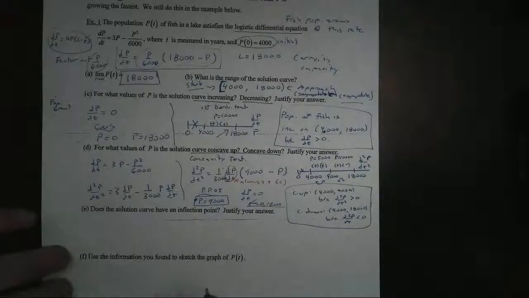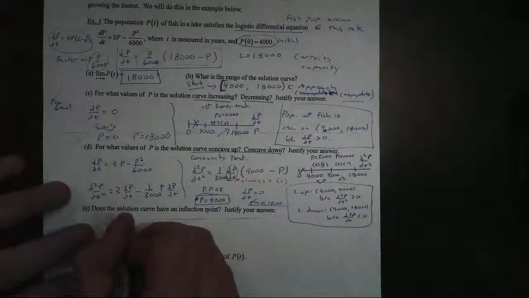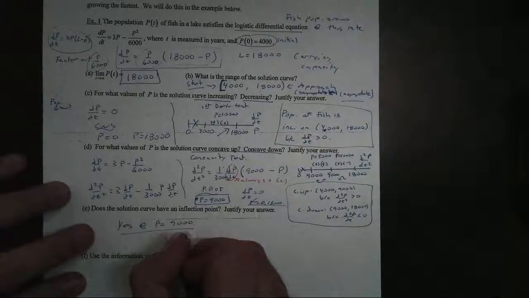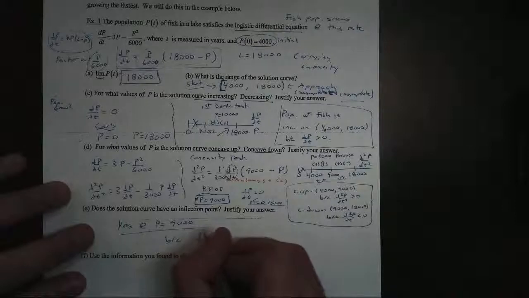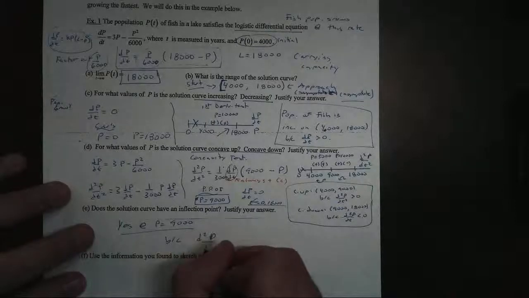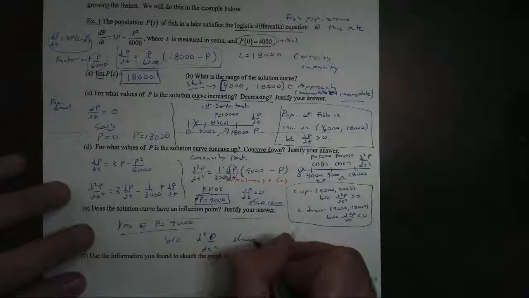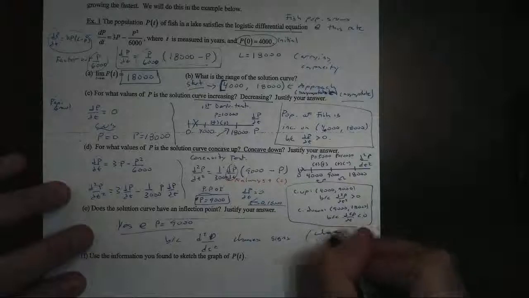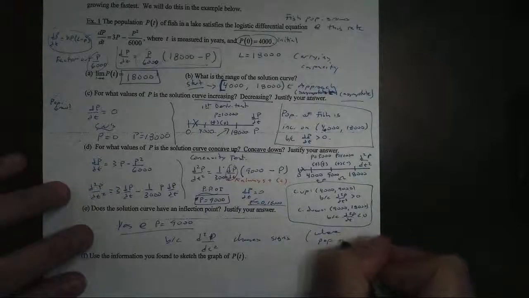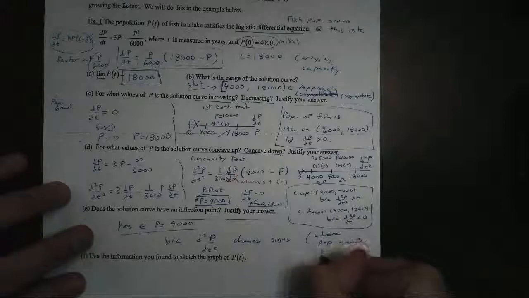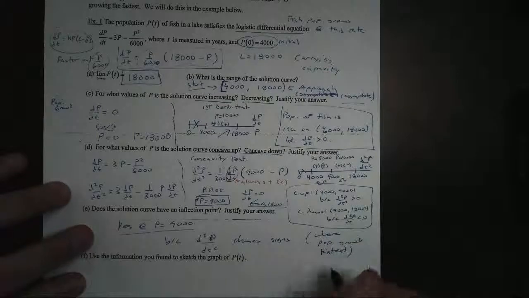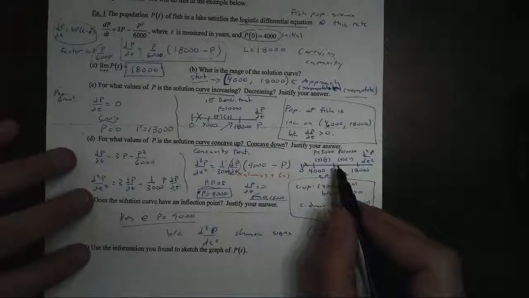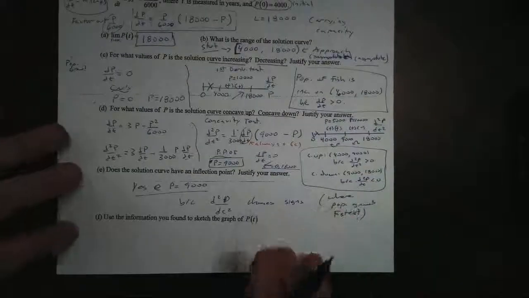All right, we're almost done here. Now, do we have a point of inflection? Yes. At P equals 9,000. And that is because the second derivative changes signs. By the way, it's also where the population grows the fastest. Which is kind of weird, because if you think about it, right after it grows the fastest, the population's rate slows down. Kind of interesting, isn't it?